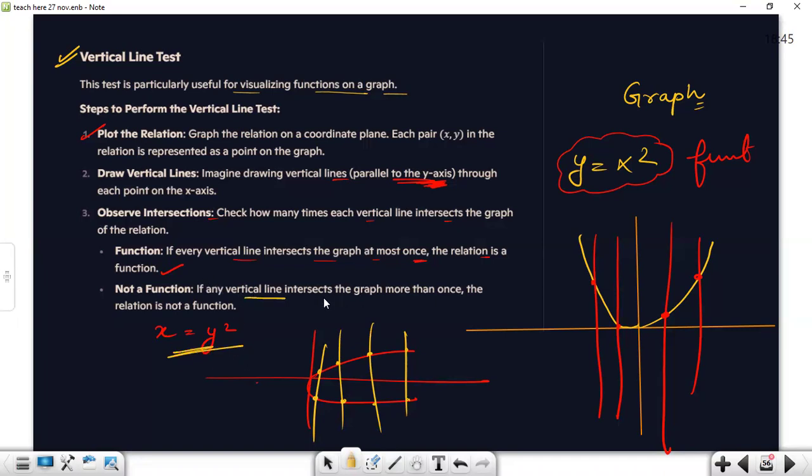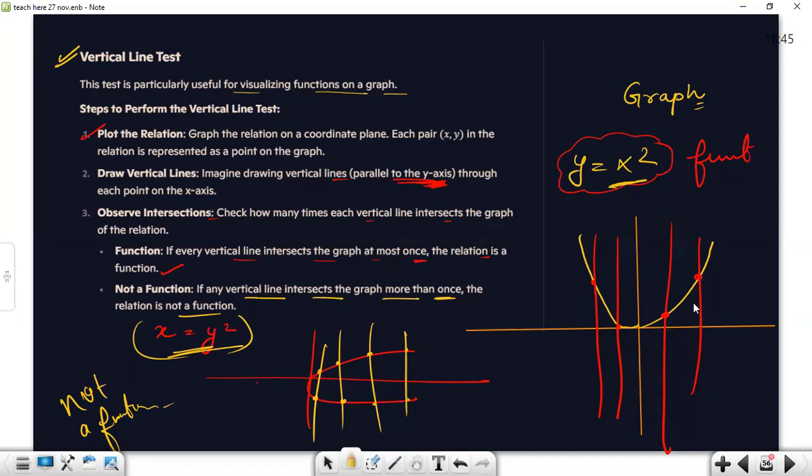If any vertical line intersects the graph more than once, then the relation is not a function. So this relation is not a function. Clear? Now let me tell you why.